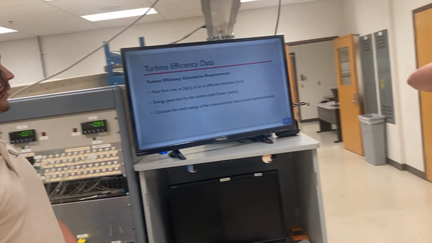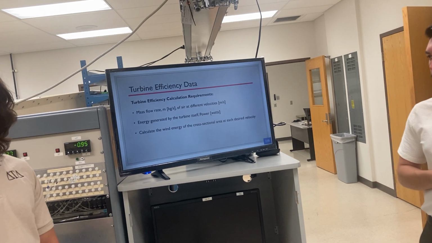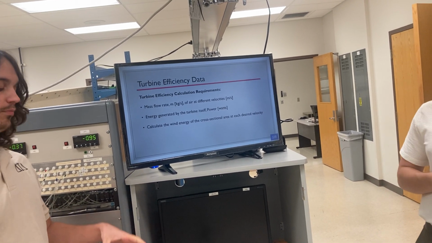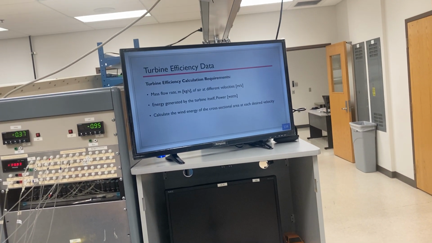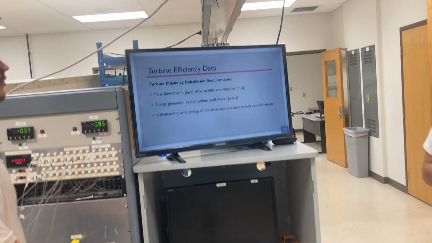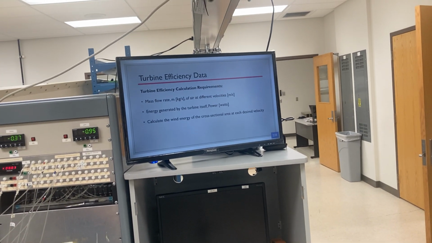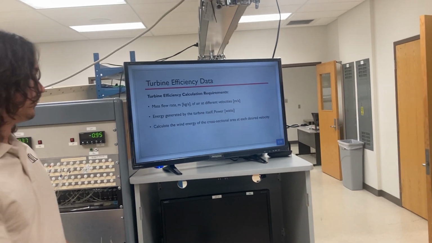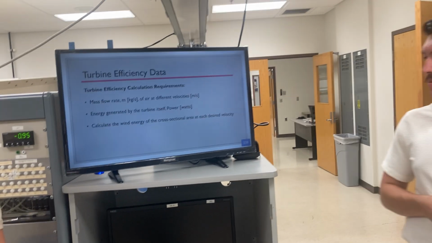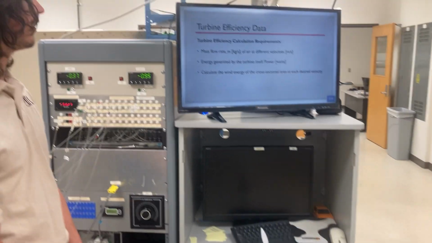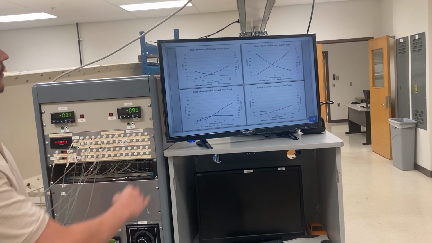So for the turbine efficiency calculations, we had a few things we needed to get first. We needed the mass flow rate of the air moving in the cross section of the turbine. And then we also needed the recorded and calculated energy or power generated by the turbine itself at that speed. And we needed to calculate the wind energy using the energy equations provided to us in fluids. So here are graphs for all of those effects.